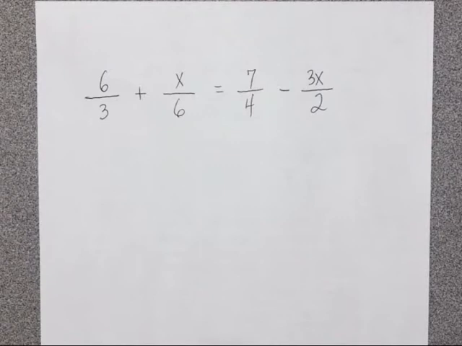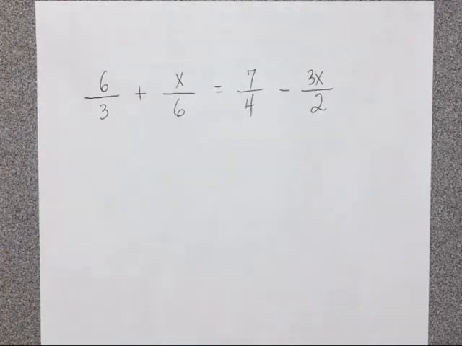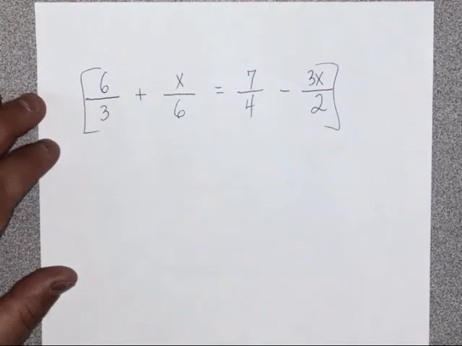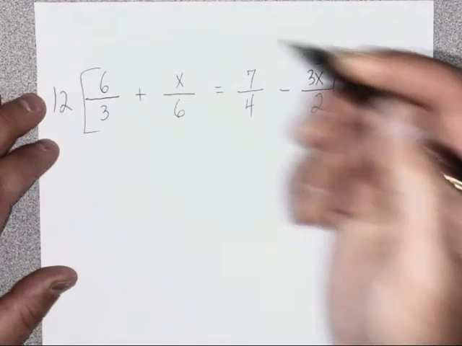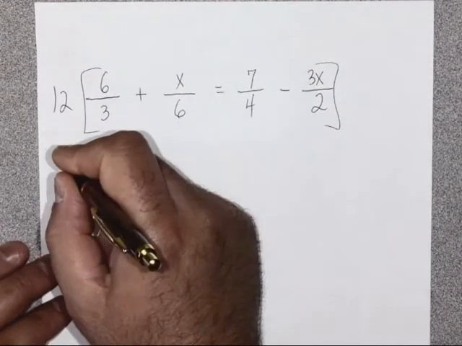So that problem has quite a few fractions in it. So instead of actually working this out with the fractions, what we could do is multiply by the LCD. And the LCD is the lowest common denominator, the smallest number that 3, 6, 4, and 2 will divide into evenly. So that, in this case, would be 12. So if I multiply all parts of this equation by 12, right?